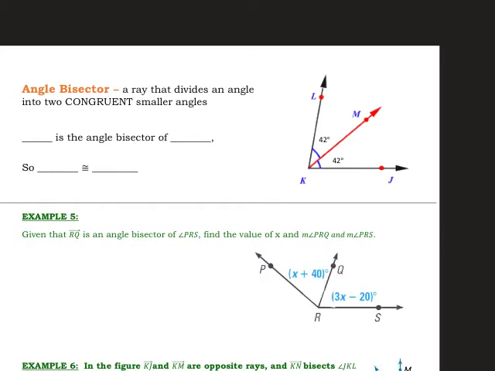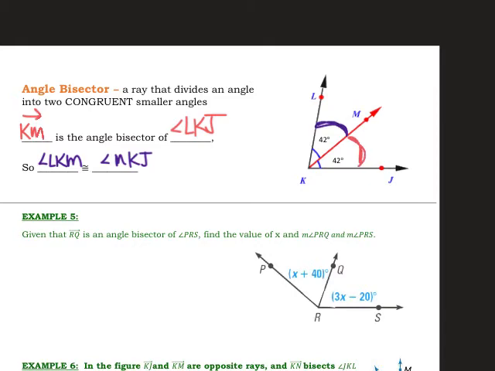If we read the definition, it says a ray that divides an angle into two congruent smaller angles. So here we can say that the ray K to M is the angle bisector of what angle? What angle is it dividing in half? Angle L, K, J. It's dividing that big angle in half. So, what two angles are now congruent? Who can name me the two different angles that are now 42 degrees? LKM and angle MKJ, correct. LKM was this one in purple.